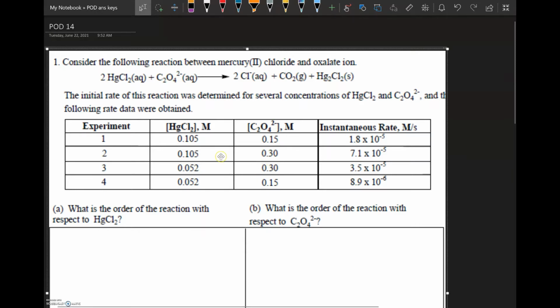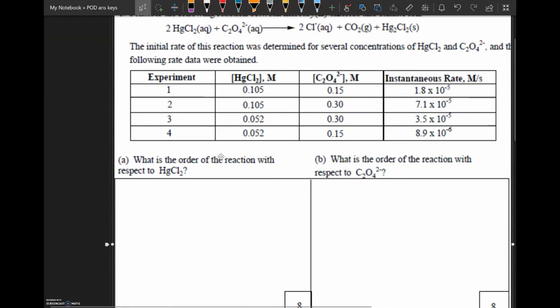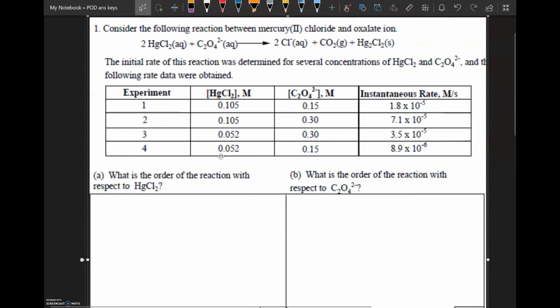And so what I do is I set up a rate law as a ratio. I want big over small because I don't want fractions in the end. You can work with a fraction, but it's better to work with a whole number. So I'm going to have 2 over 3, so rate 2 over rate 3, and we set this equal to 7.1 times 10 to the minus 5 divided by 3.5 times 10 to the minus 5.